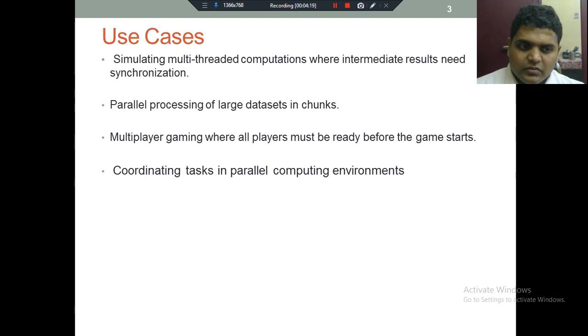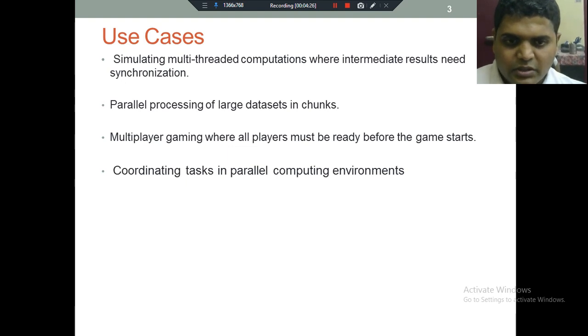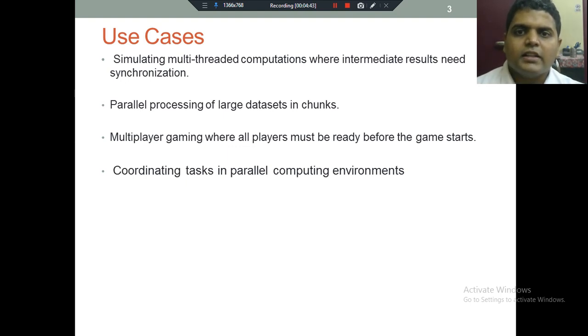Synchronization, like parallel processing of large data sets in chunks. Parallel processing means you can execute multiple data sets in parallel. That's important.